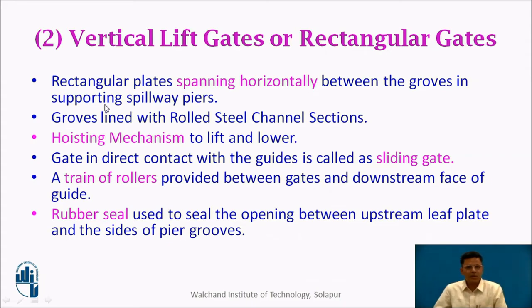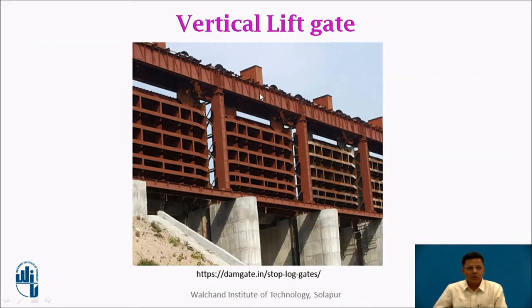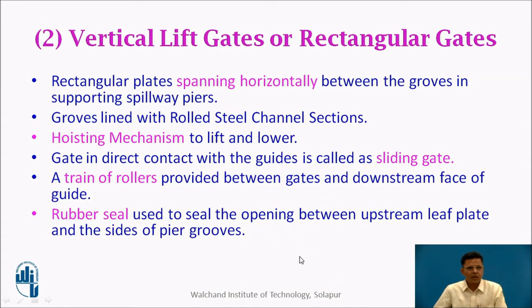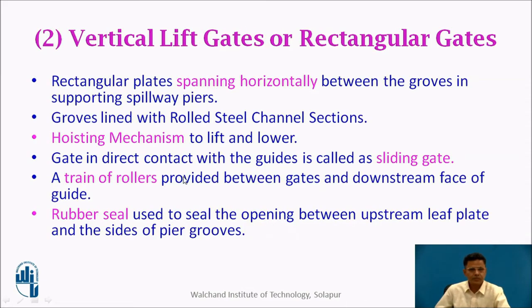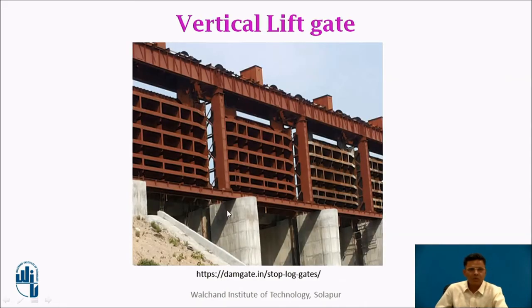Vertical lift gates or rectangular gates. These are the piers and these are the slots in which the gates move. Vertical lift gates or rectangular gates span horizontally between the grooves in supporting spillway piers. Grooves are lined with rolled steel channel sections.